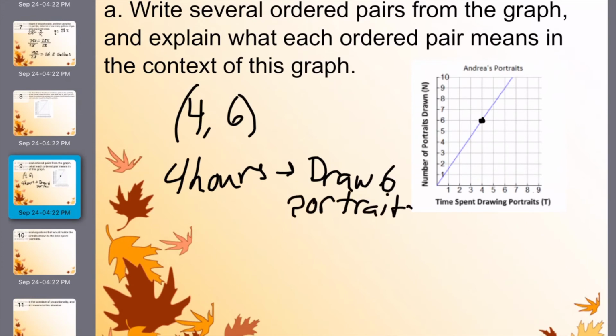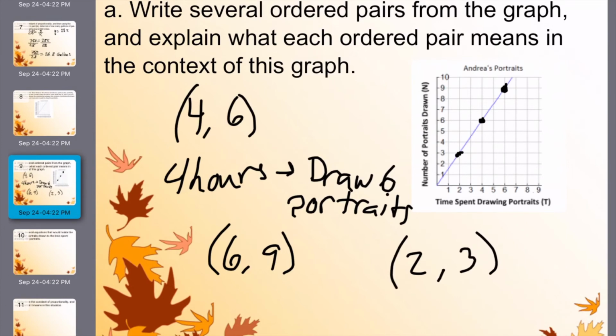Let's try to look for another one. So if I go over 6 and up 9, I can see that in 6 hours she can draw 9 portraits. I can even look lower than that. I could look at after 2 hours, she can draw 3 portraits. Okay? These are all important things for me to know. So, let's move to part B.